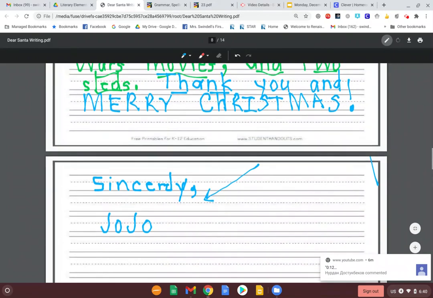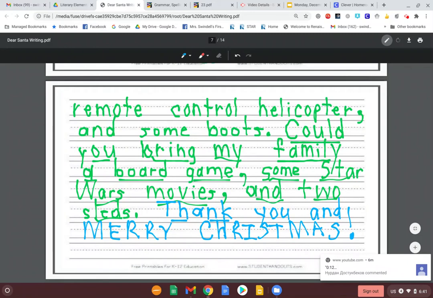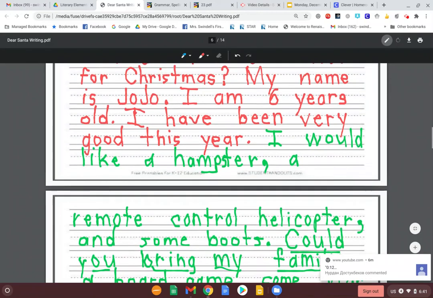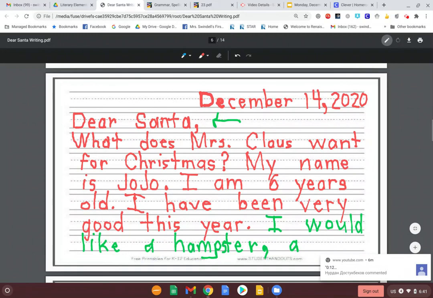Okay, so our learning target today was to write a middle and end in your letter with some commas and a horizontal list between your items. Let's read my whole letter one more time. You have a date at the top and over to the right just a little bit. See how I went over just a little bit? December 14th, that was yesterday, 2020. Dear Santa, what does Mrs. Claus want for Christmas? And that was a question. I started with the word what as my question.